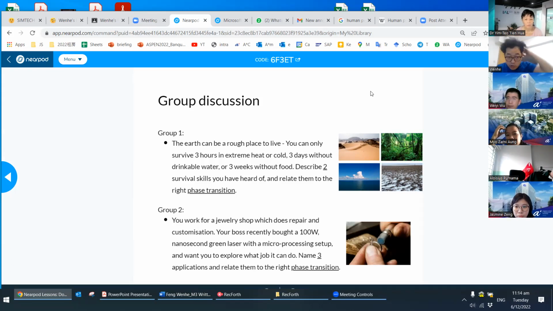Okay, and then for group 2, imagine you are working for a jewelry shop which does repair and customization of jewelry, and your boss recently bought a 100-watt nanosecond green laser with a microprocessing setup. You can focus the laser and scan it around. Your boss now wants you to explore what kind of job it can do for the shop. So I would like group 2 to name 3 applications you can think of and relate them to the right phase transition. Now I'm going to divide everybody into 2 breakout rooms.